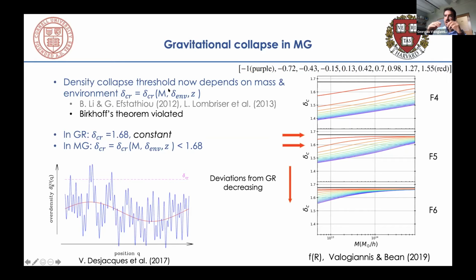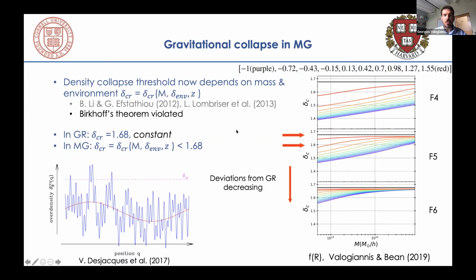And what is actually the case is that this critical density for spherical collapse is now a function of the mass of a collapsing galaxy and also of the environmental overdensity in which a galaxy or a halo will form. And you can see this result plotted here, but I'm not going to get into details.